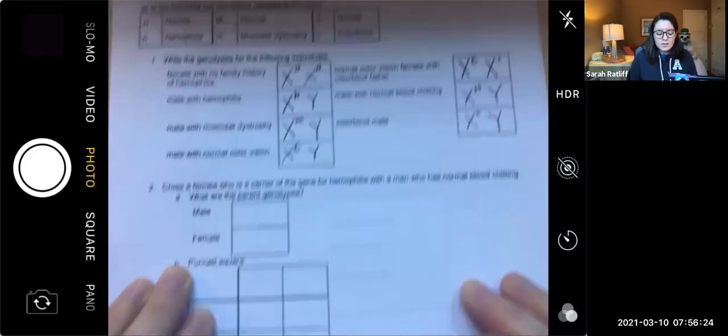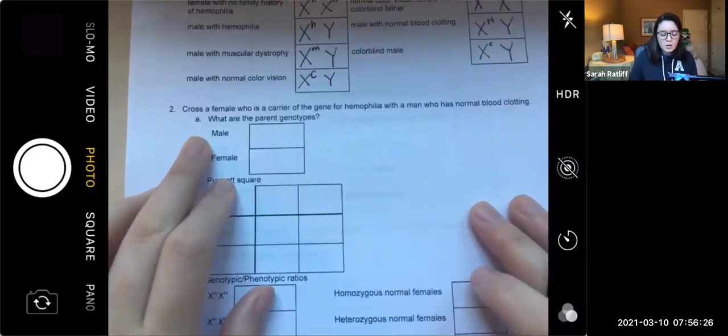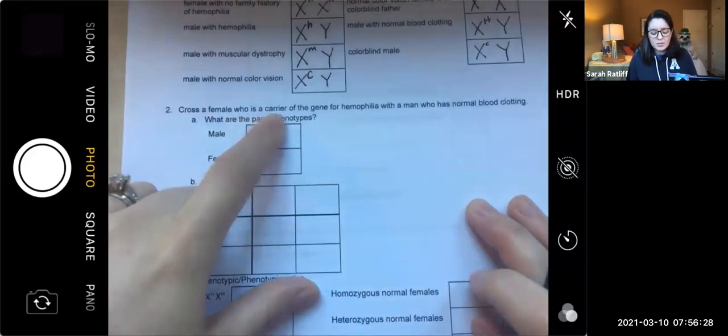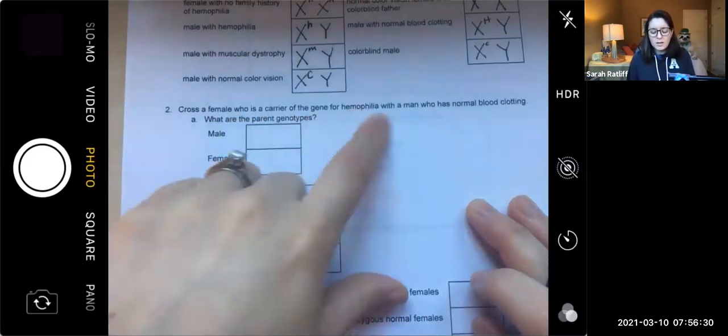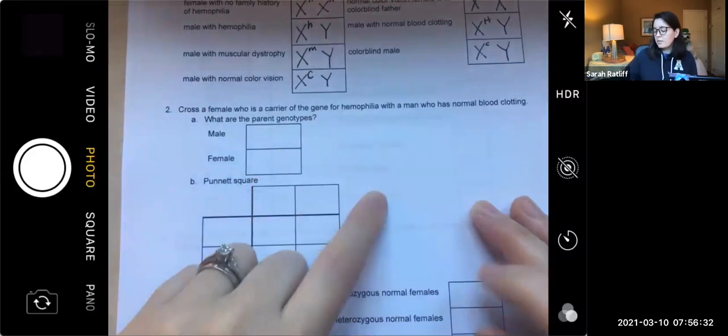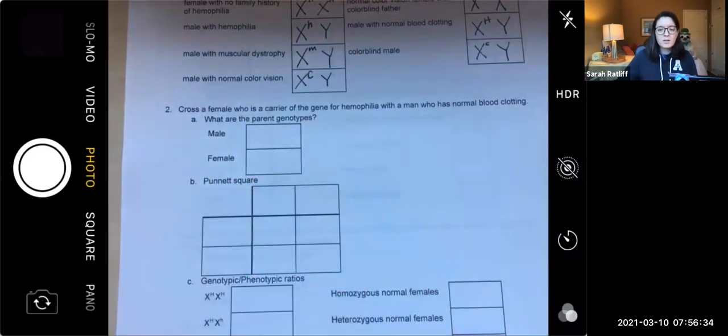All right, moving on. Number 2. Cross a female who is a carrier of the gene for hemophilia with a man who has normal blood clotting. Okay. What are the parent genotypes? We were given the phenotypes. Now we need to translate that into genotypes.